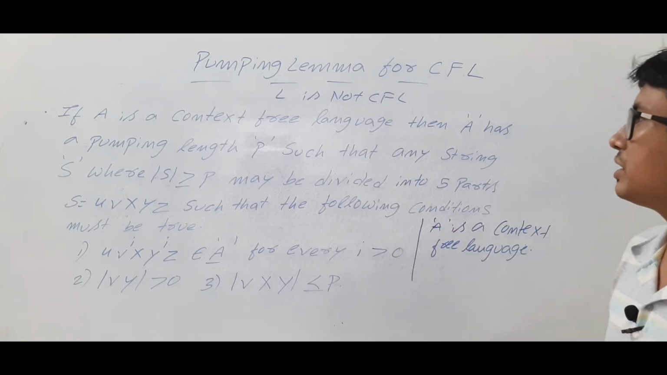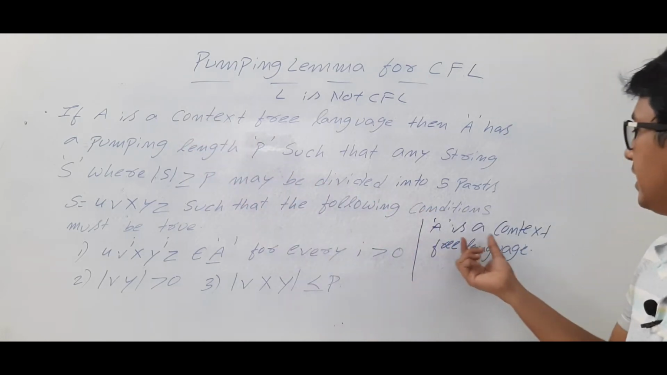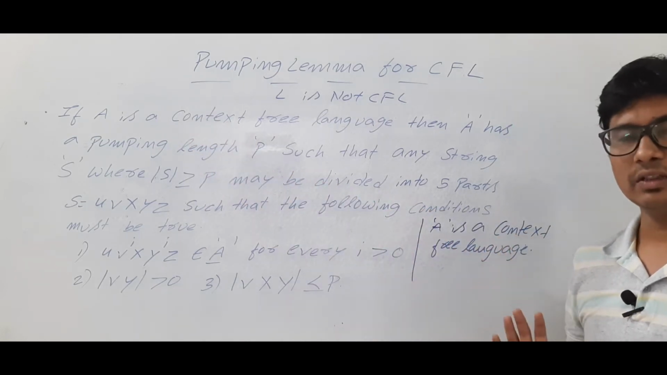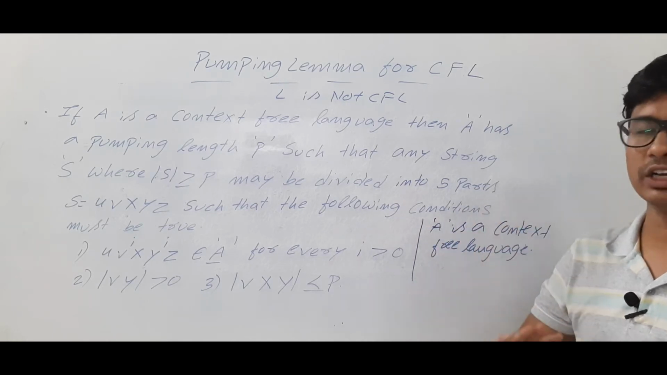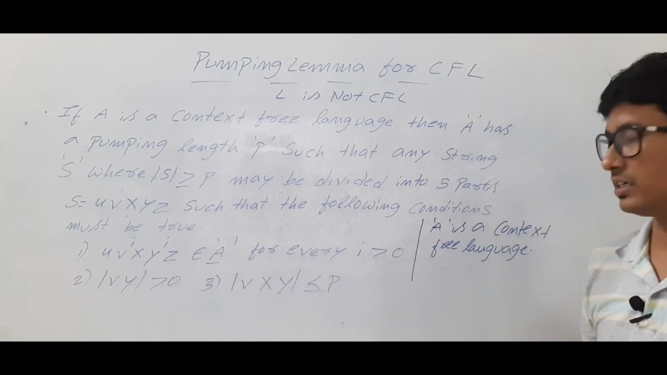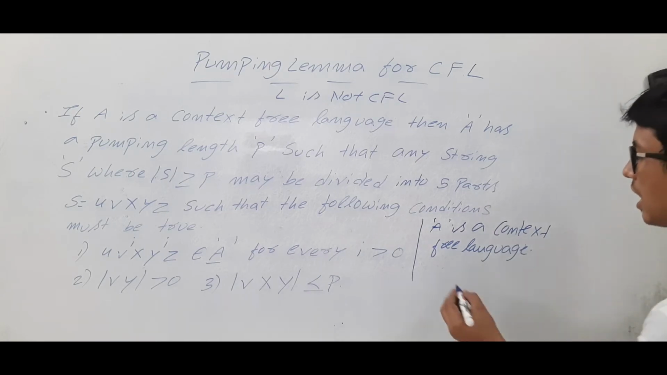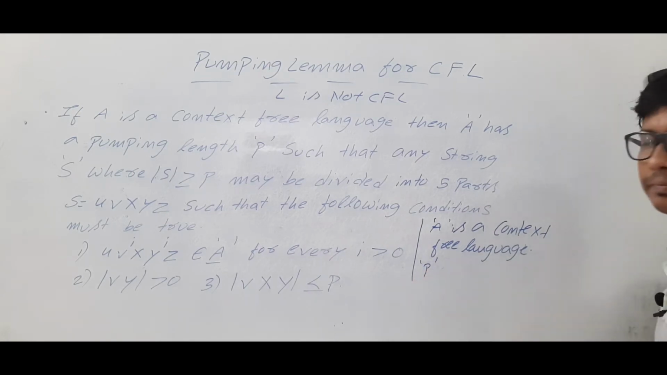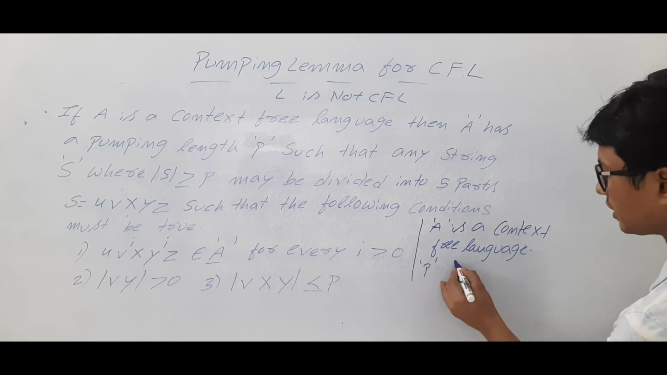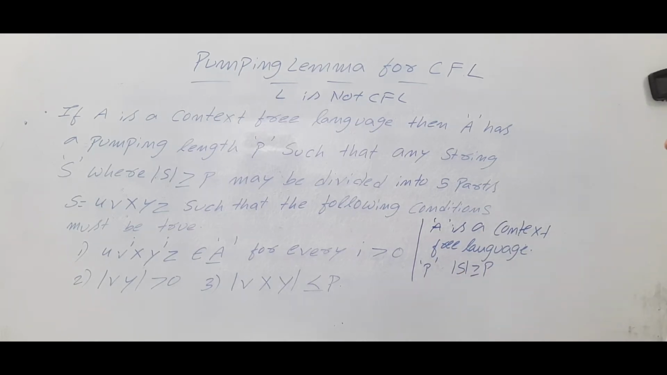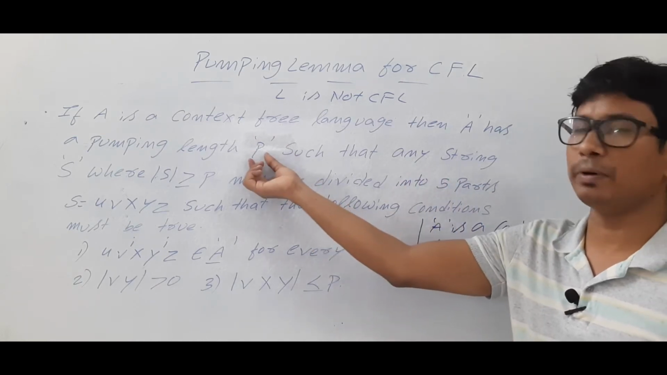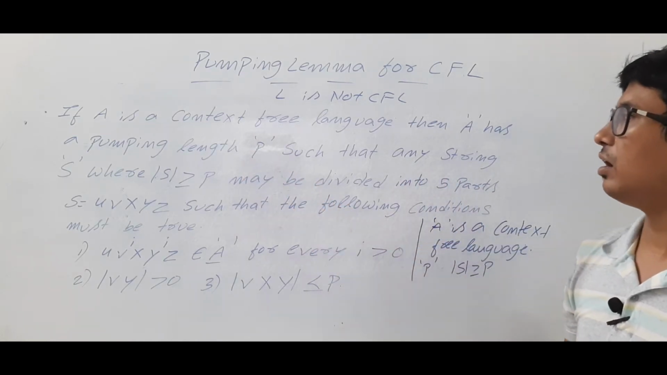Now I will assume that A is a context-free language. If I assume it is context-free, it should satisfy this condition. So I will take a pumping length P such that any string I consider should satisfy the length condition with respect to P. Are you able to understand? So for that language, I will take a pumping length P. Is it clear?